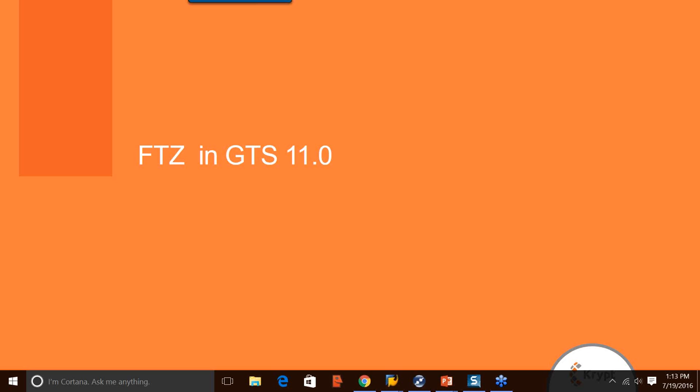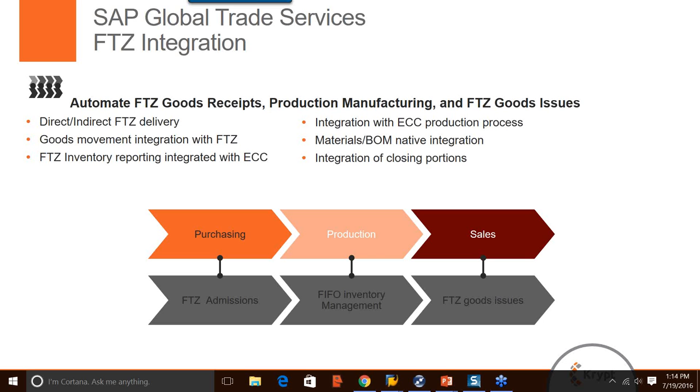So after now just understanding those benefits, we'll talk a little bit more about how FTZ works in GTS 11.0. One of the important things to know in the beginning here is the integration with the SAP ECC system. GTS is essentially a bolt-on designed by SAP to work with both SAP ECC systems as well as other systems. But the true benefits come when pairing the GTS with your SAP ECC system. So if you do have an SAP ECC system, the integration is basically out of the box and seamless. So the different processes are in the purchasing, it goes into an FTZ admissions process.